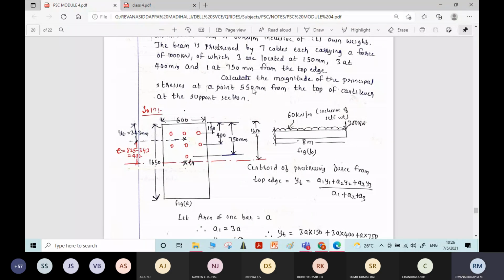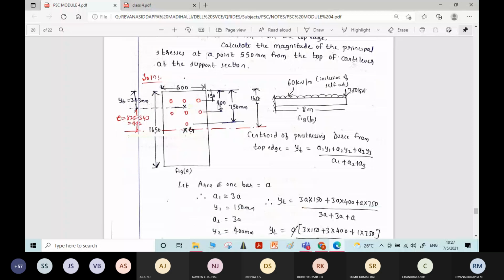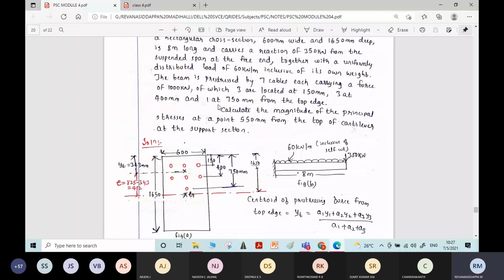Let us see the question. Calculate the magnitude of the principal stresses at a point 550 mm from the top of the cantilever at the support section. That is the question. Okay.